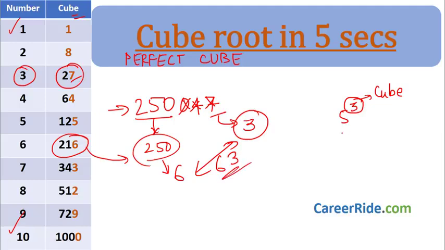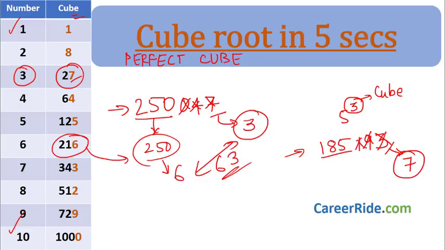Okay, let's take another example. Let's say find the cube root of 185193. This is again a 6 digit number. Okay, whose cube ends in 3? 1, 2, 3, 4, 5, 6, 7. 7's cube ends in 3. We got 7 over here. Discard the last 3 digits.